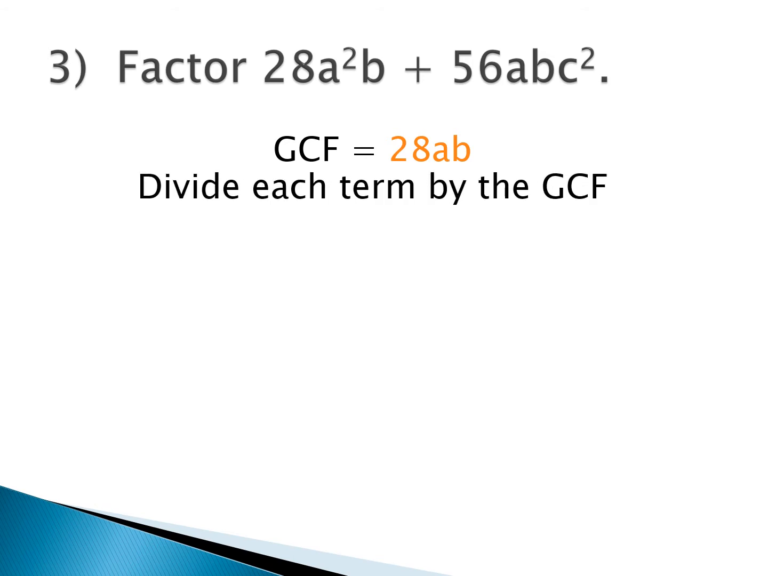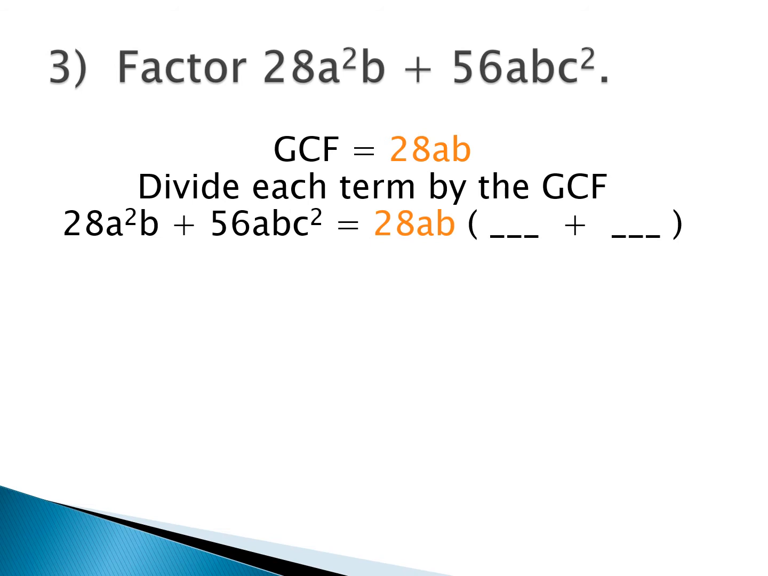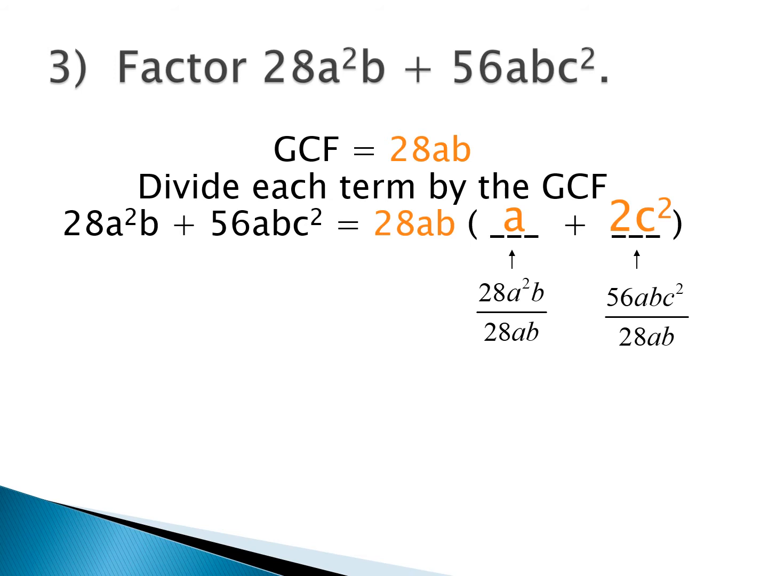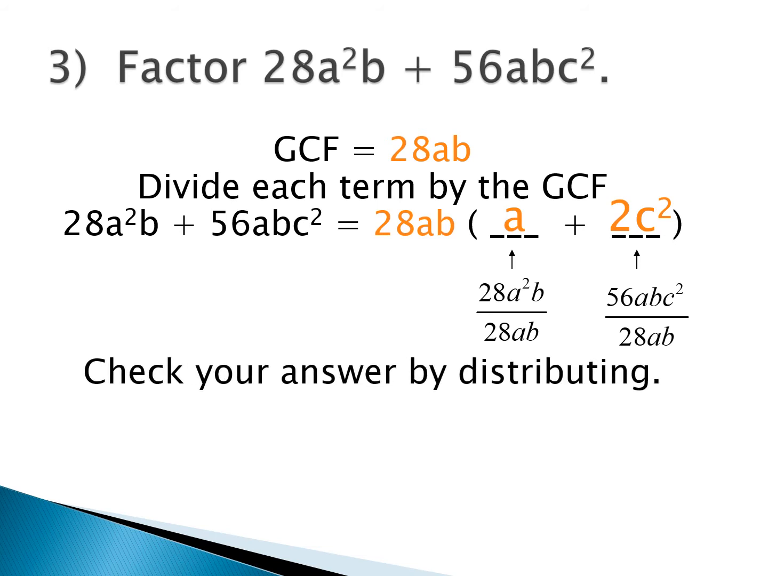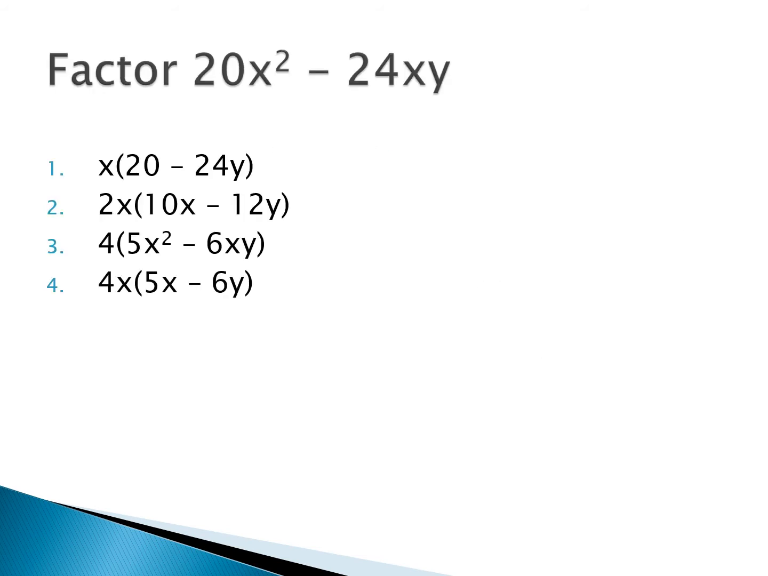Now when I divide each term by that GCF, I'm going to pull that out. I'm always going to still write that there. But then what remains, I'm going to determine: 28a squared b over 28ab. Pretty much everything cancels out there except for the a. For the second term, I've got 56ab c squared. Well, the 56 divided by 28 is 2. The a cancels, the b cancels, and the c squared remains. And then you can check your answer by distributing, and we would have our original problem.